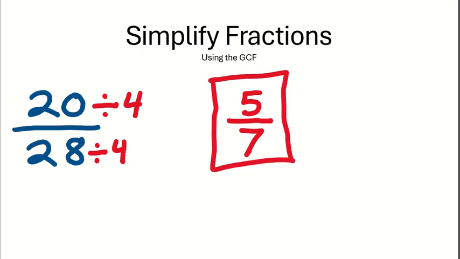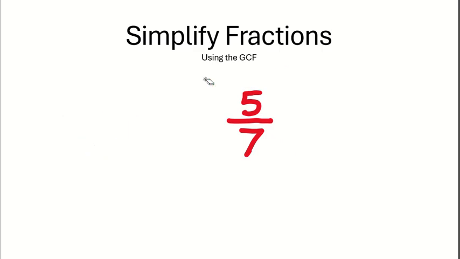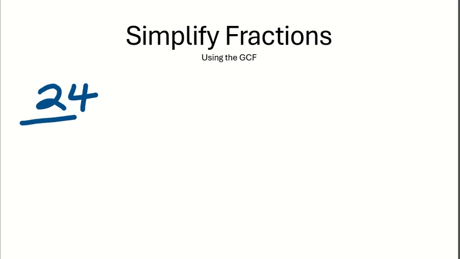Let's keep going. Let's get some more examples in. As you can tell, even I make mistakes sometimes. So let's do 24 over 36. Let's list the factor pairs.